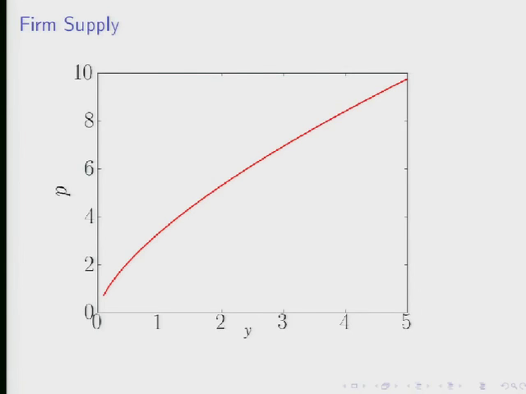And I can simplify this just using this. So this in turn is equal to this. Write it this way. Okay, so that's the marginal cost function, all equal to P.